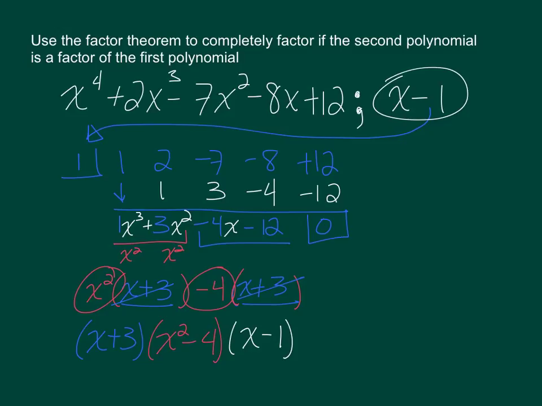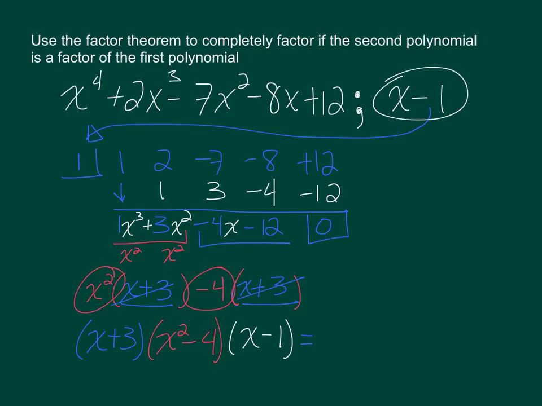And we are almost done. The directions say to completely factor. Well, since we have an x plus 3 as this factor, that can no longer be factored. We have an x minus 1 over here, that can no longer be factored. But right here in the middle, this x squared minus 4, you can use difference of squares factoring to factor this polynomial into x plus 2 times x minus 2.